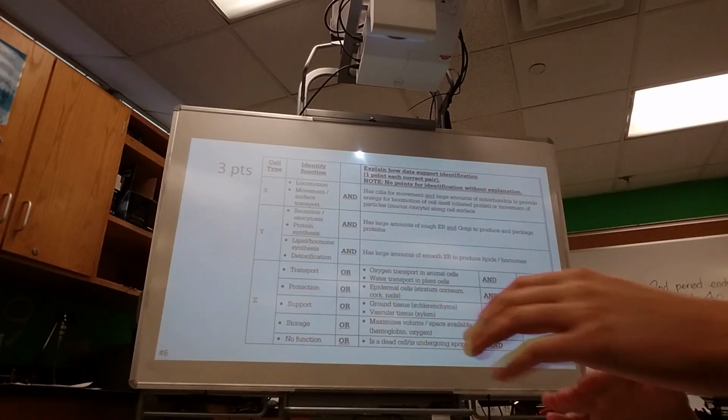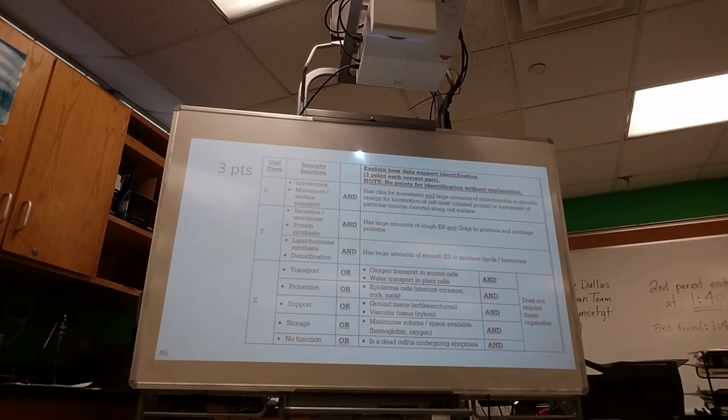By the way, your function for cell X, it could be used for movement, you get 3 points, especially if it's like a protist. Or it could be used to move other things, like move mucus.